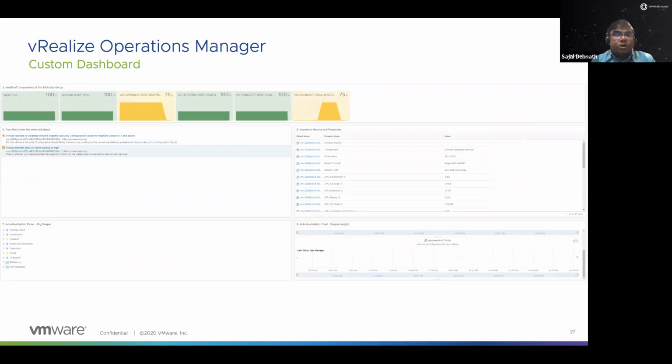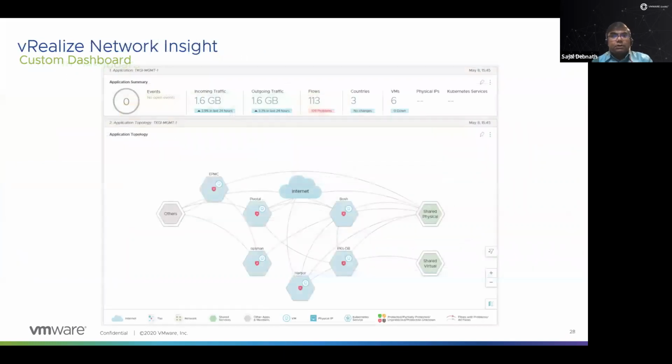Further, there are health components, individual health components, and then you can dig down into the metrics, individual metrics, to find out if there is any other problem. Now, the same thing, you can build custom dashboards in Network Insight, where it depicts graphically how the different components are interacting and where the problem is. If something is coming in red, then you definitely need to have a look at that.